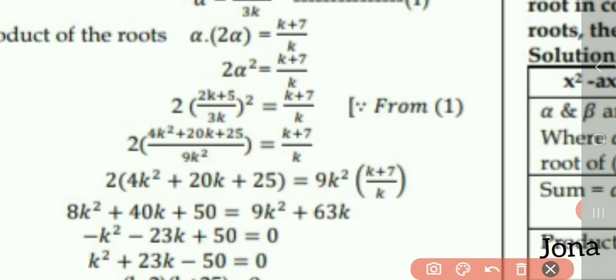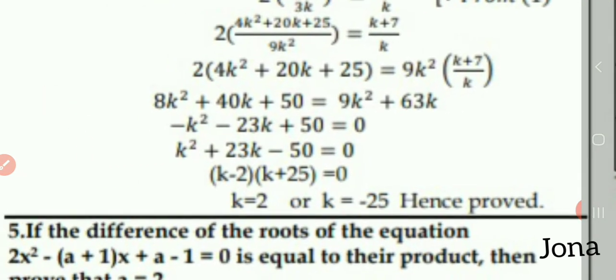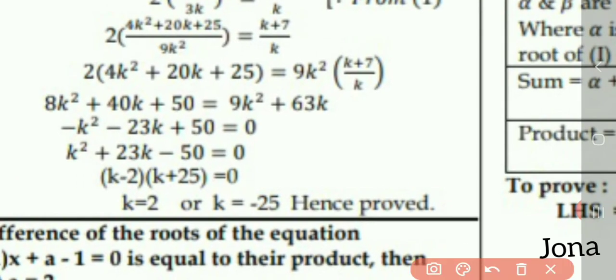So simplifying all the things, we'll have k minus 2 and k plus 25 equal to 0 as the factors. Therefore k equal to 2 or k equal to minus 25. In that problem, they ask you to show that k equal to 2 or k equal to minus 25. So hence we proved here.